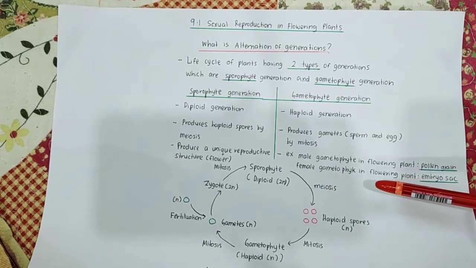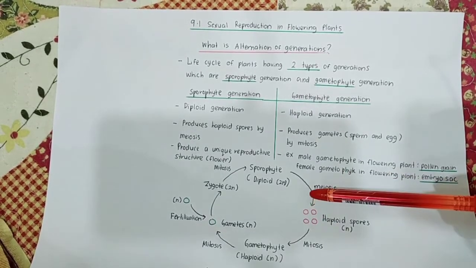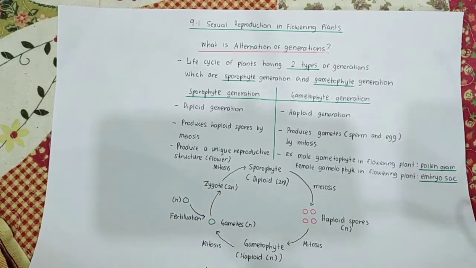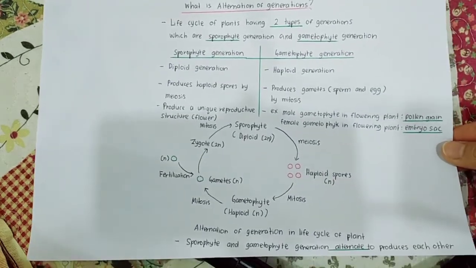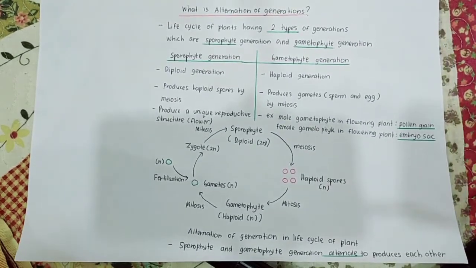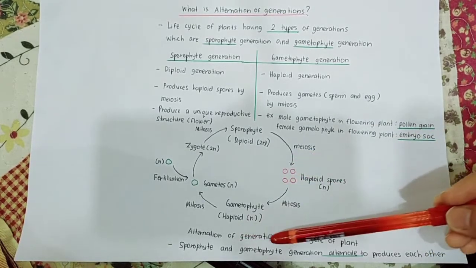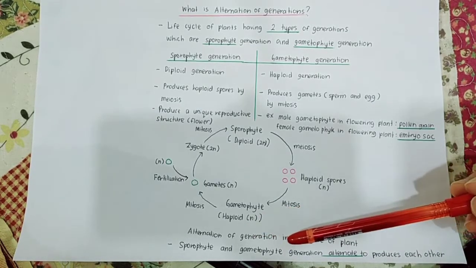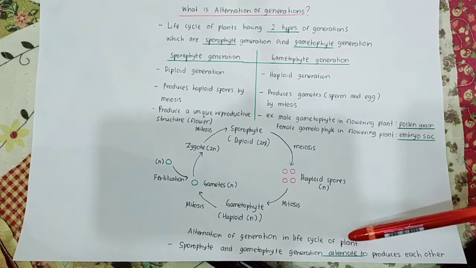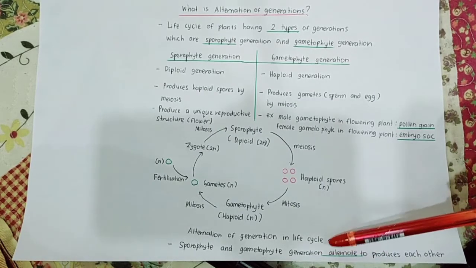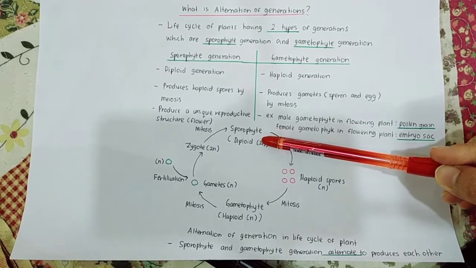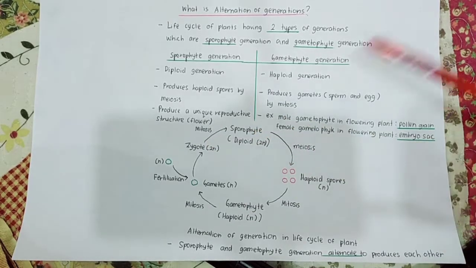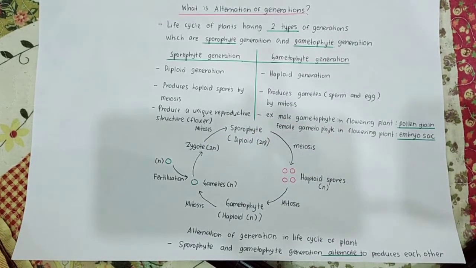So kalau kita tengok based on the life cycle of plant, secara ringkas, yang ni yang kita panggil sebagai alternation of generation. Based on this life cycle, the sporophyte and gametophyte generations alternate to produce each other. So what is the meaning of sporophyte and gametophyte generation alternating to produce each other? Alternates means dia akan berlaku secara berselang-seli. Maksudnya mula-mula akan terbentuk sporophyte, daripada sporophyte akan produce gametophyte, daripada gametophyte it will produce again sporophyte. So yang tu yang kita panggil sebagai alternation of generation.